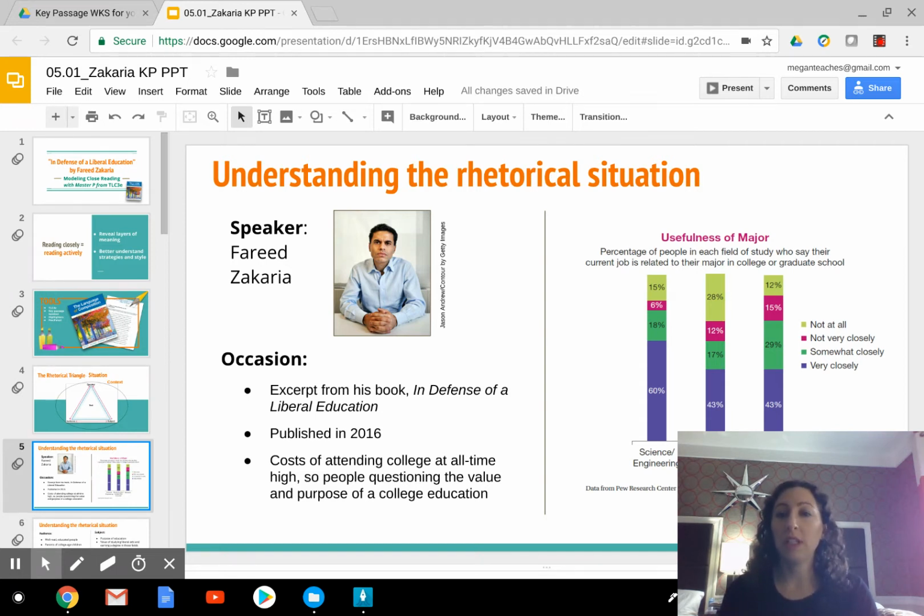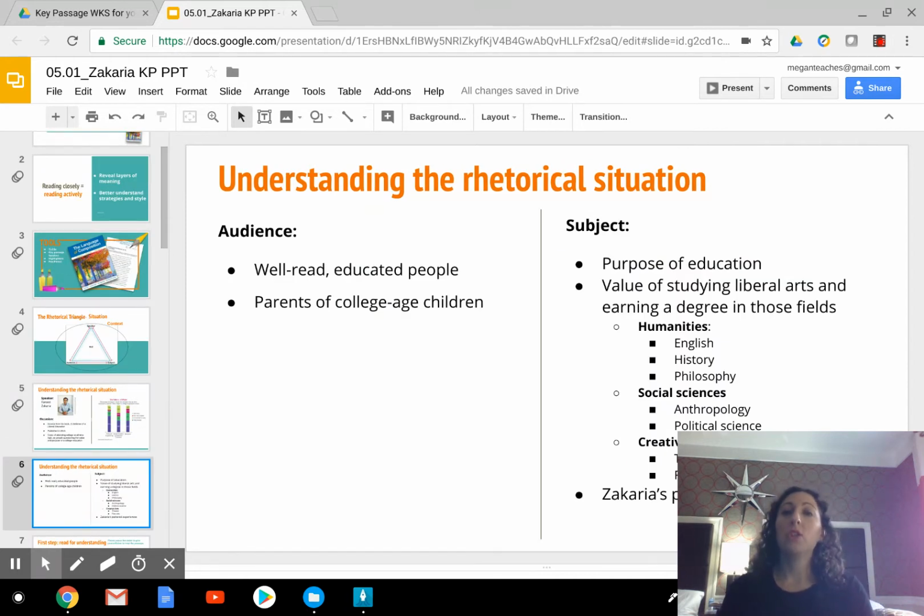You can see on the slide here that a lot of research has been done. People have been looking into the usefulness of majors, how much people make after they graduate college, that sort of thing. Okay, so the audience for this book, you're probably talking about educated, well-read people.